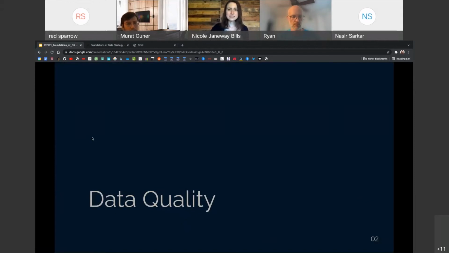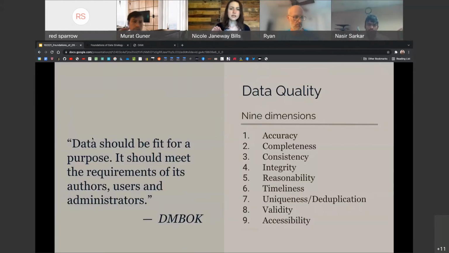All right, so our next topic that we'll talk about is data quality. According to the blue reference guide called the DMBOK, data should be fit for a purpose. It should meet the requirements of its authors, users, and administrators. And they also lay out these 9 dimensions of data quality.